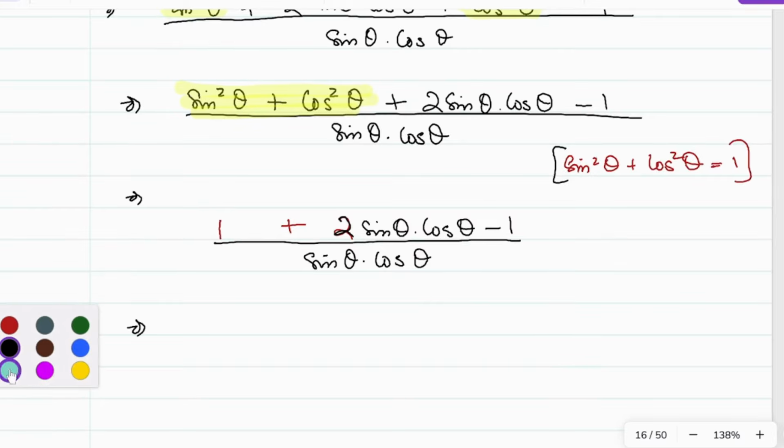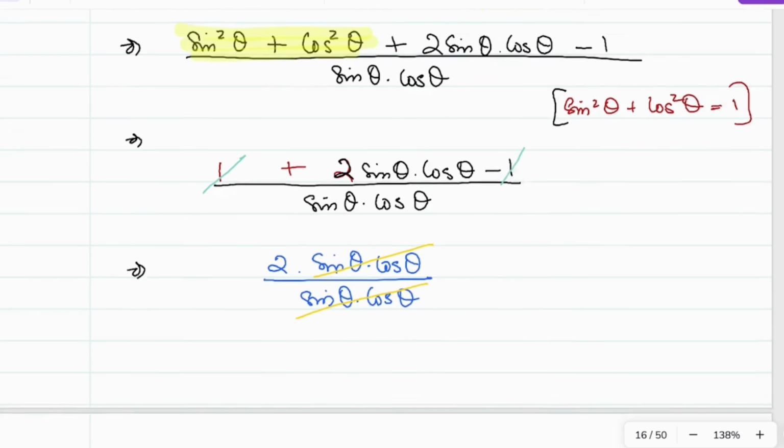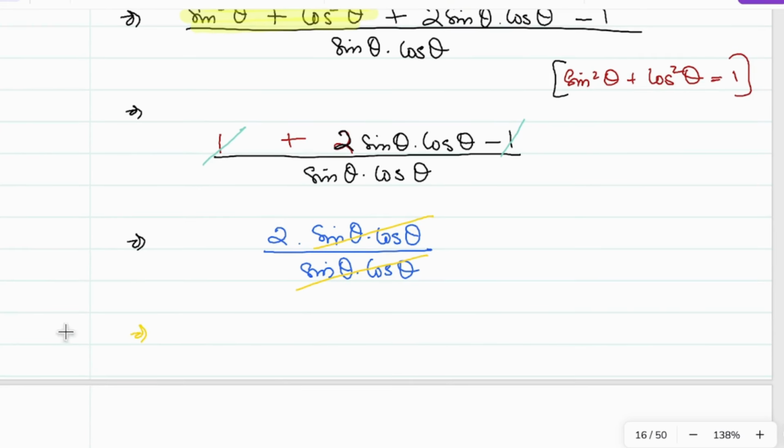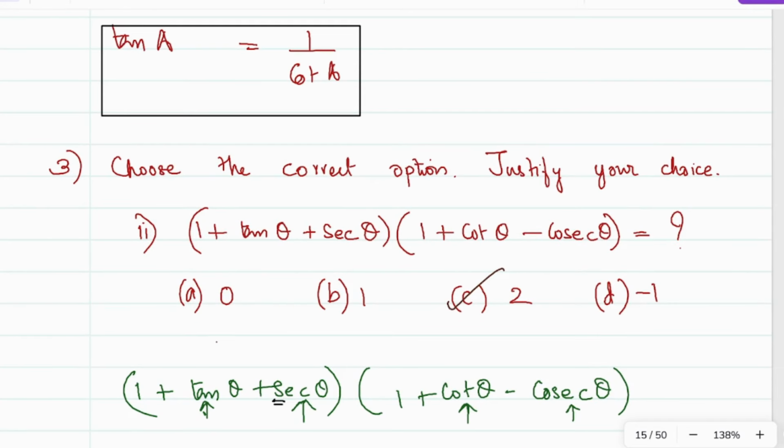Now look here again. This 1 and this 1 I can cancel. 1 minus 1 means 0, right? So what is left over? The leftover is 2 sin theta into cos theta, the whole divided by sin theta cos theta. Now I will cancel this part, because sin theta cos theta divided by sin theta cos theta is 1. So here my value is 2. Okay, so I got my answer as 2. Which option is correct? Option C, which equals 2. The correct option is C.